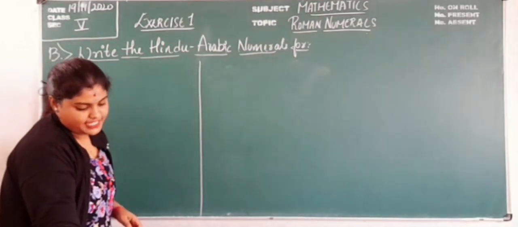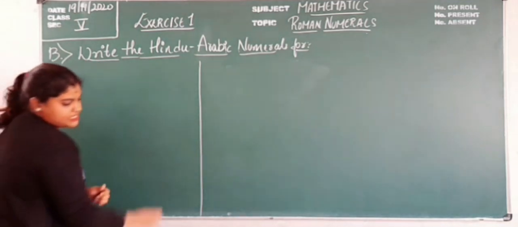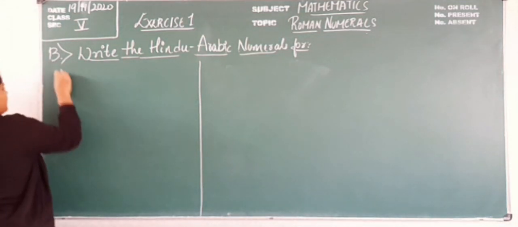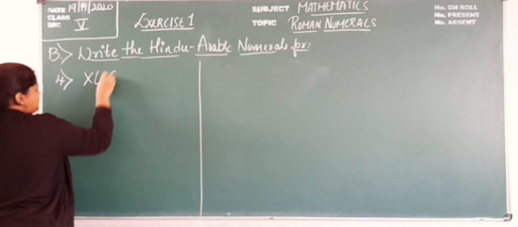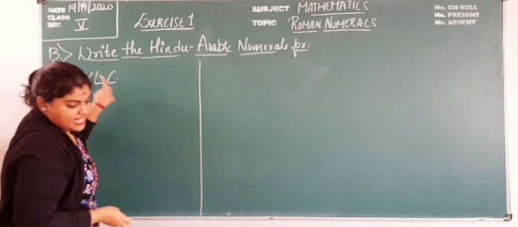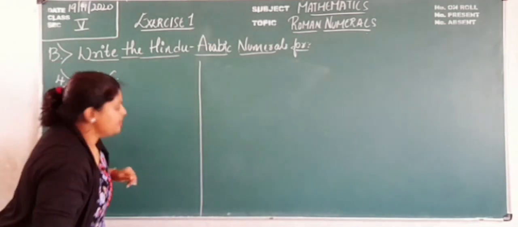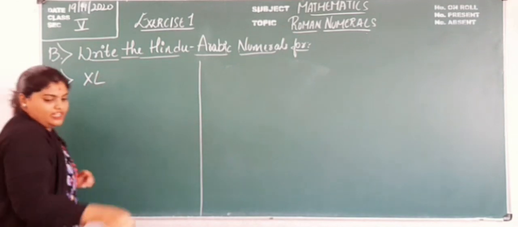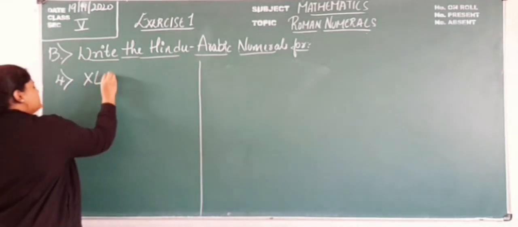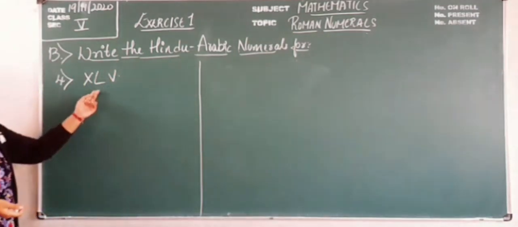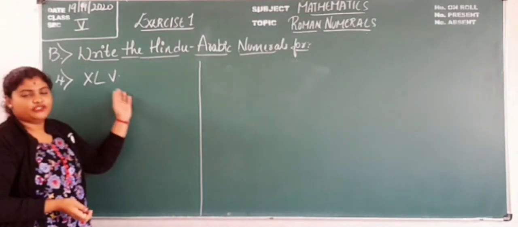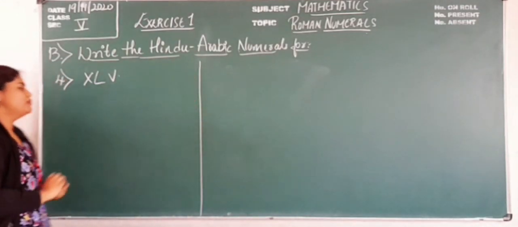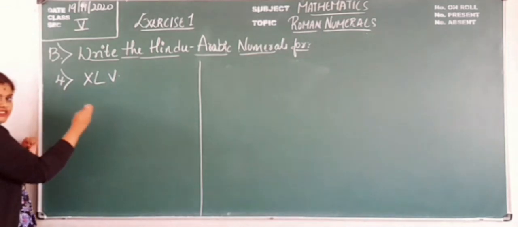So now we will see the next problem, that is XLV. So the next question is XLV. Now we have to express this Roman numeral into a Hindu Arabic numeral. So first we will write the symbol values.